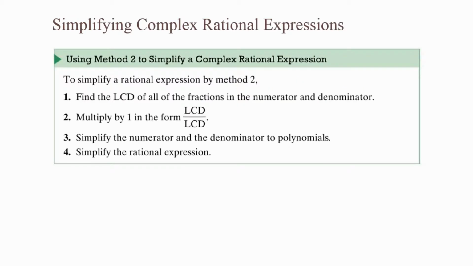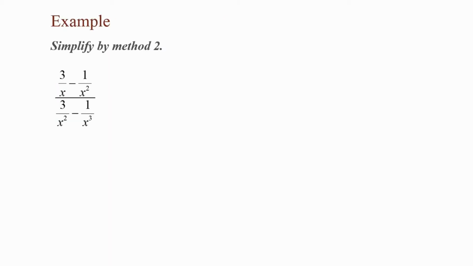Simplifying complex rational expressions. Using method 2 to simplify a complex rational expression. To simplify a rational expression by method 2, first find the LCD of all the fractions in the numerator and denominator. 2. Multiply by 1 in the form LCD divided by LCD. 3. Simplify the numerator and the denominator to polynomials. 4. Simplify the rational expression.